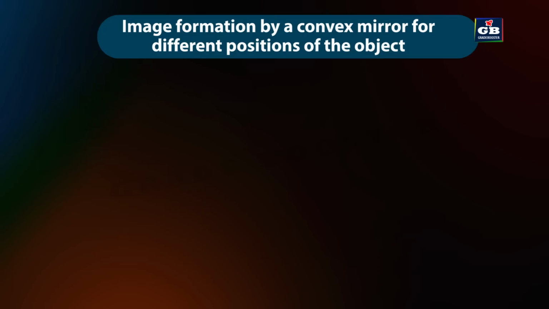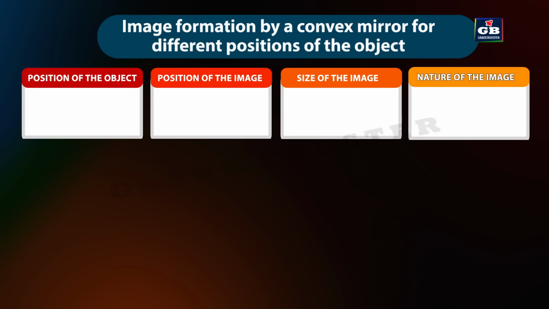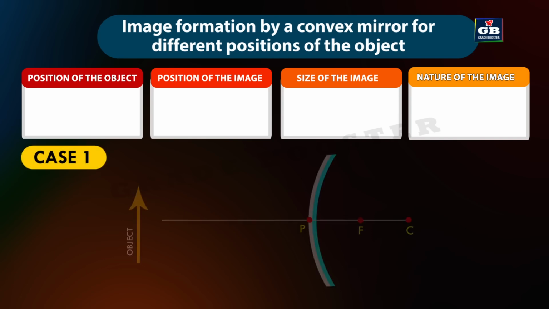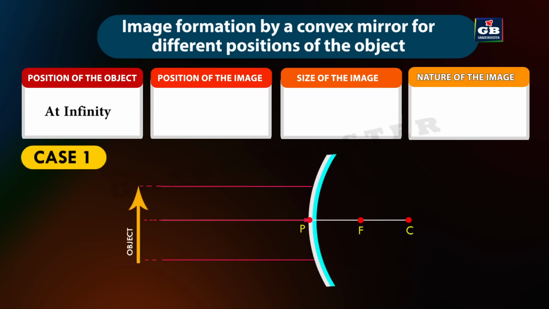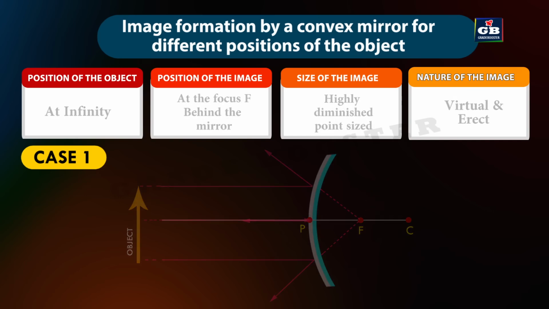Now, we will see the image formation by convex mirror. Here we consider only two positions of the object for studying the image formed by a convex mirror. Case 1. If the position of the object is at infinity, the position of the image will be at the focus behind the mirror. The size of the image is highly diminished and point-sized. The nature of the image is virtual and direct.